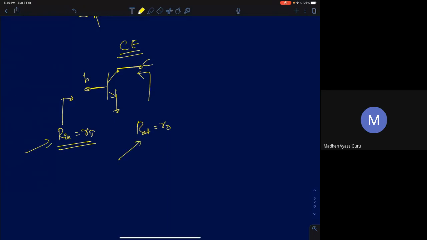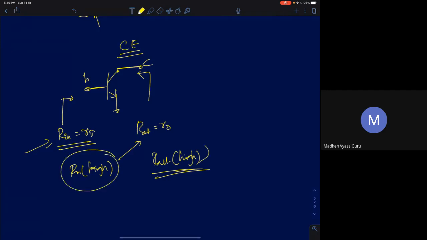So common emitter input resistance is R pi, output resistance is R naught. So what can you say? Is the input resistance high? What kind of an amplifier is this? Yes, Rin is high. Rout is also high. Both are high. Because your input resistance is very high and output resistance is also very high, a common emitter is best approximated as a transconductance amplifier.